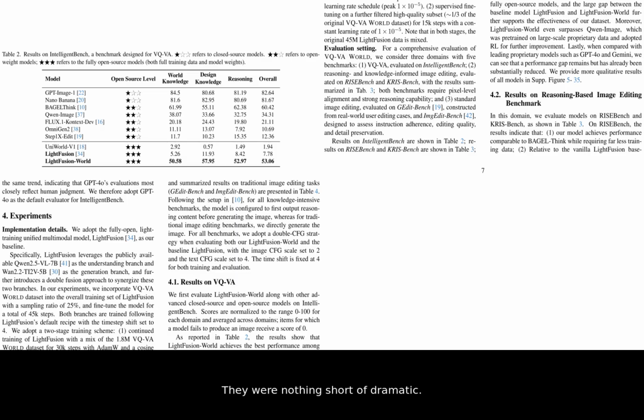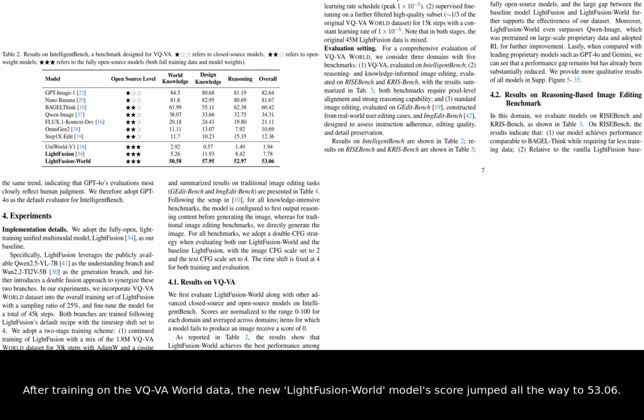They were nothing short of dramatic. They fine-tuned an existing open-source model called Light Fusion on their new dataset. The original model scored a trivial 7.78 on their benchmark. After training on the VQVA World data, the new Light Fusion World model's score jumped all the way to 53.06. This score not only crushes previous open-source attempts, but even surpasses some privately trained models. It also significantly narrows the gap to the leading proprietary systems like GPT-Image, which scored around 82.